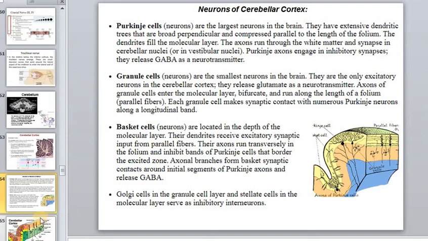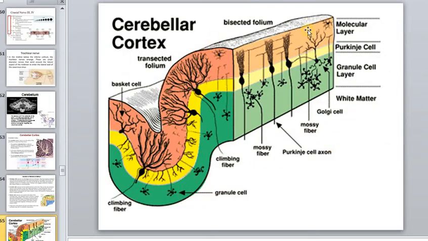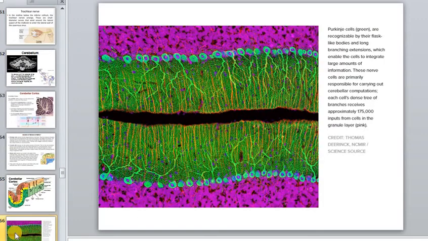So the structure is very difficult. Here we see all these parts of the cells and layers of the cells of the cerebellum, and even a very beautiful photo of the Purkinje cells, green colored cells, very big cells in the brain.